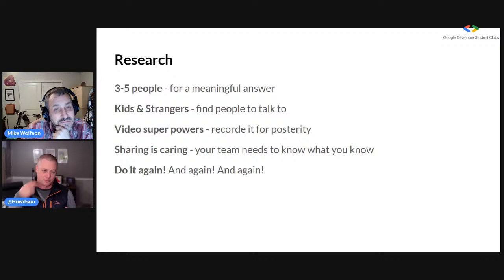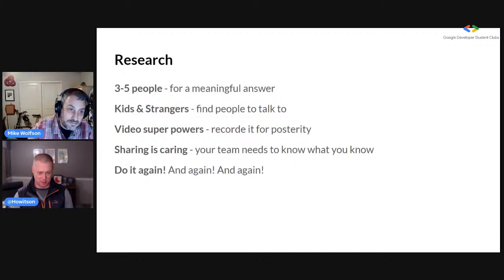And that's actually part of the reason that we put kids and strangers there. Kids are not supposed to talk to strangers. That's not what we're saying. What we are saying is that kids actually tend not to have a filter. And in this case, that's a really, really good thing. Because they will tell you exactly what they think about something.